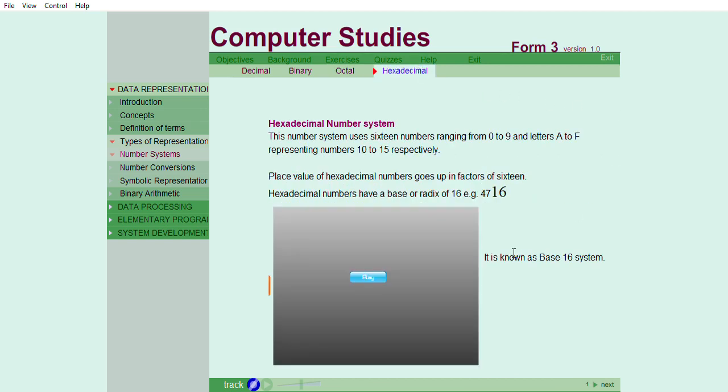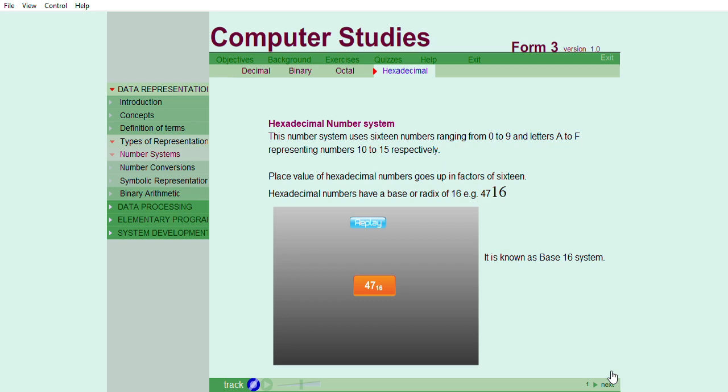Hexadecimal number system. This number system uses 16 symbols ranging from 0 to 9 and letters A to F, representing numbers 10 to 15 respectively. Place value of hexadecimal numbers goes up in factors of 16. Hexadecimal numbers have a base or radix of 16.